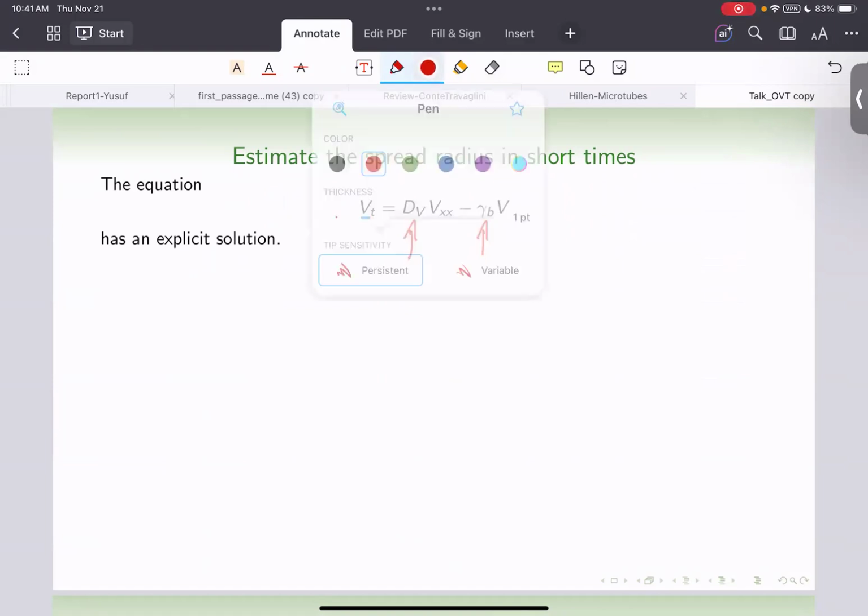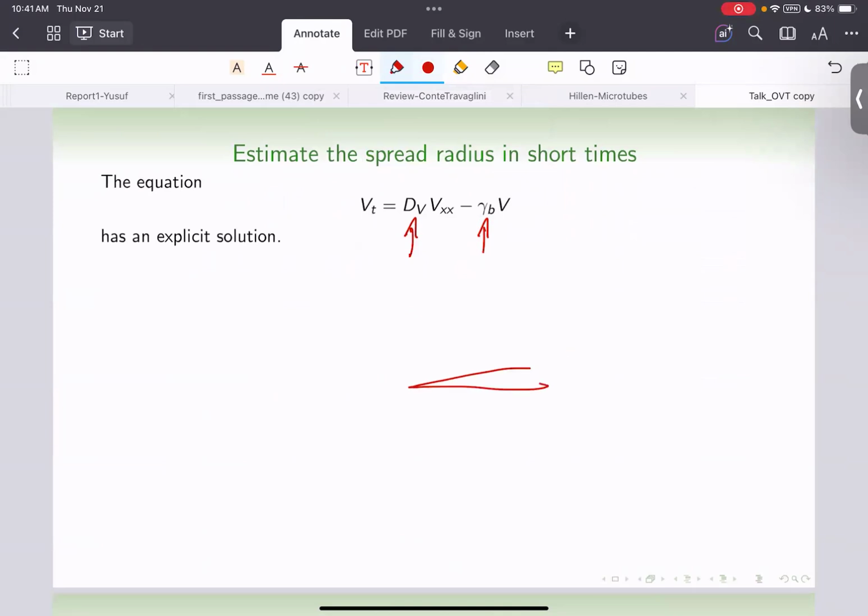Come on, give me a pen. Why does it not want to write? No, it writes. Okay.